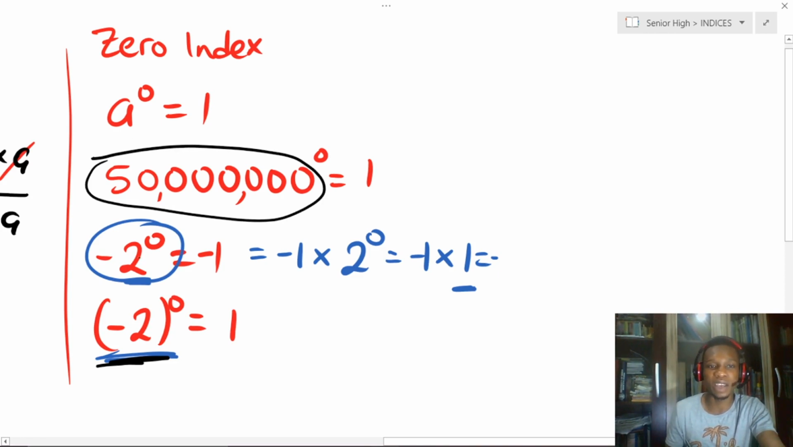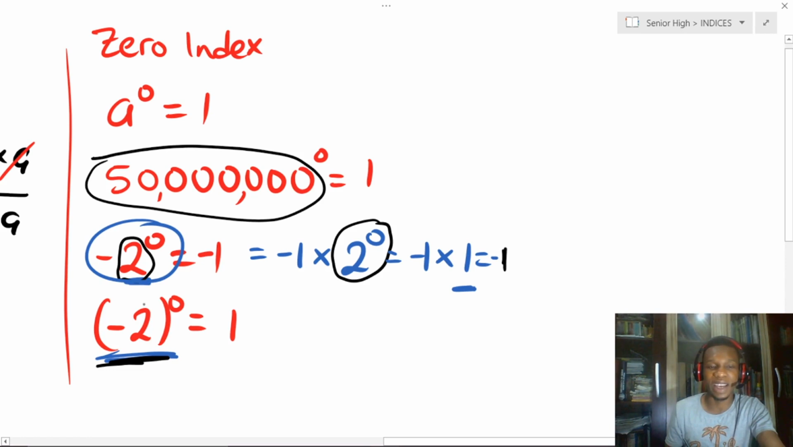But for this case here, minus 2 raised to the power of 0, we saw that only 2 was bounded, because I could break down this number to be what? Minus 1 times 2 raised to the power of 0. So you see that this is only affecting 2, and that's why we had what? Minus 1 times 1 is equal to minus 1.